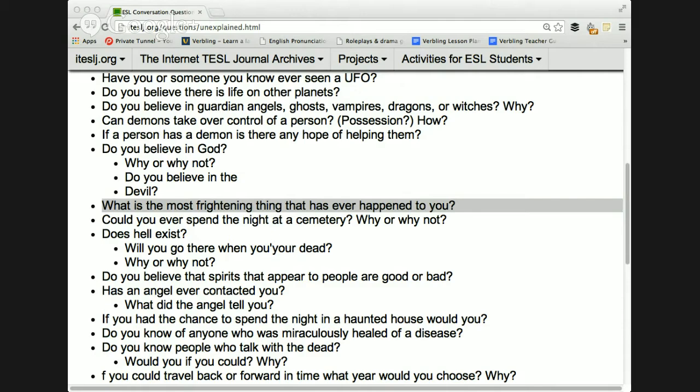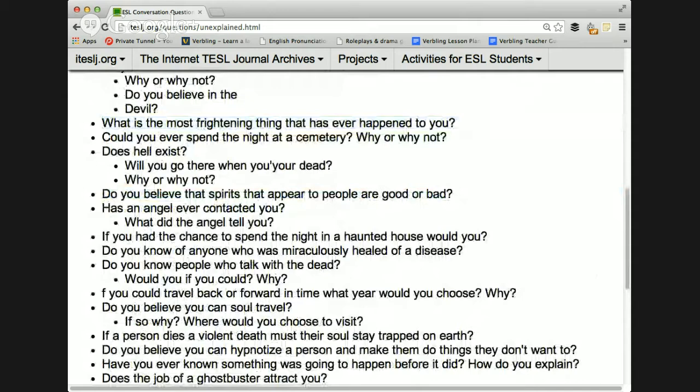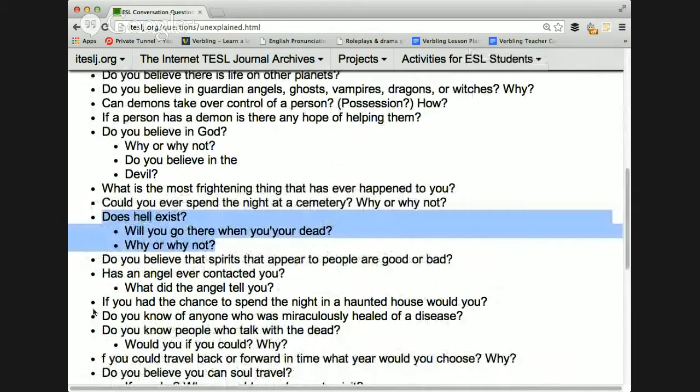Chupacabra. Okay, well, let's do another question. Ali, do you want to choose this one? Okay. Does hell exist? Will you go there when you're dead? Why or why not? Okay, what do you guys think about heaven and hell? Remember, please be respectful of others' beliefs, okay?